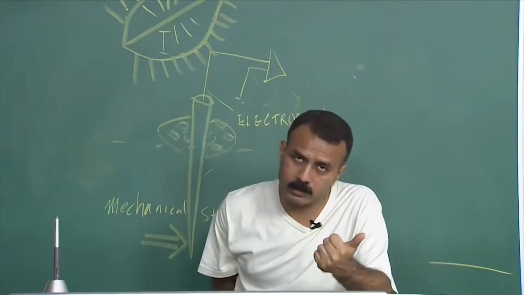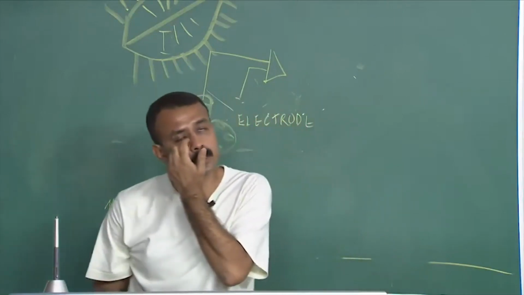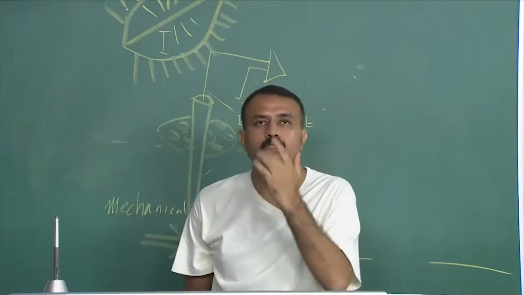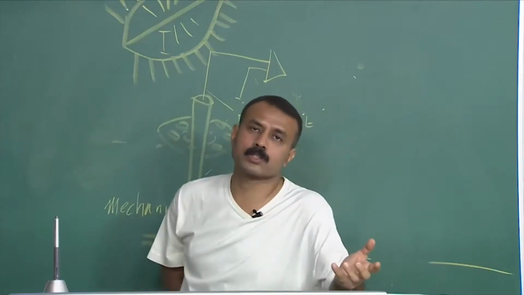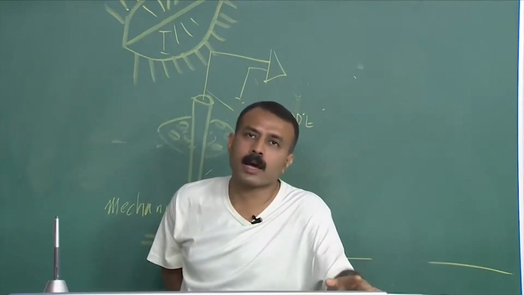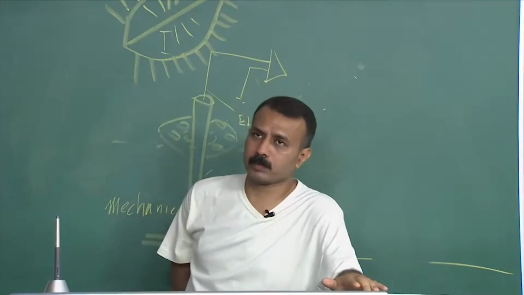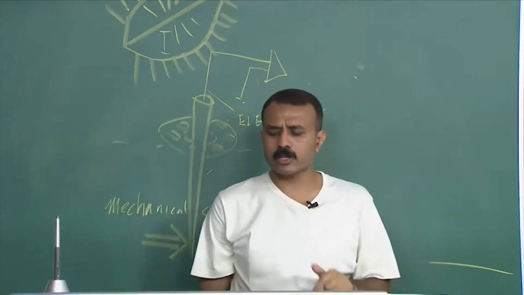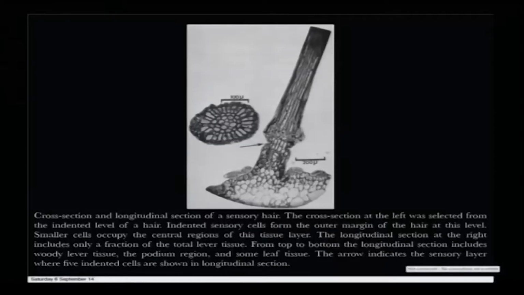Okay. But functionally they are the same. Both of them are mechanosensitive structures. One is in the plant, the other one is in the ear. Okay. Now, the cross section and the longitudinal section of the hair cells.